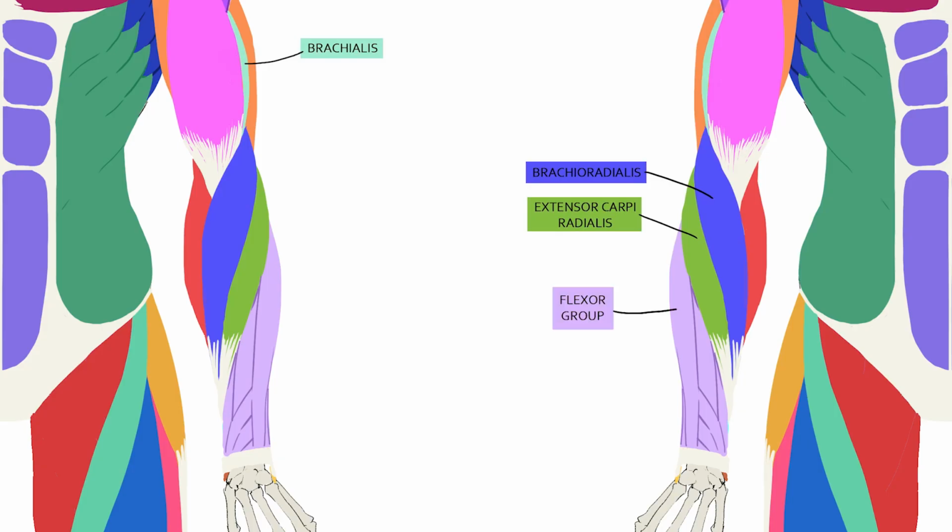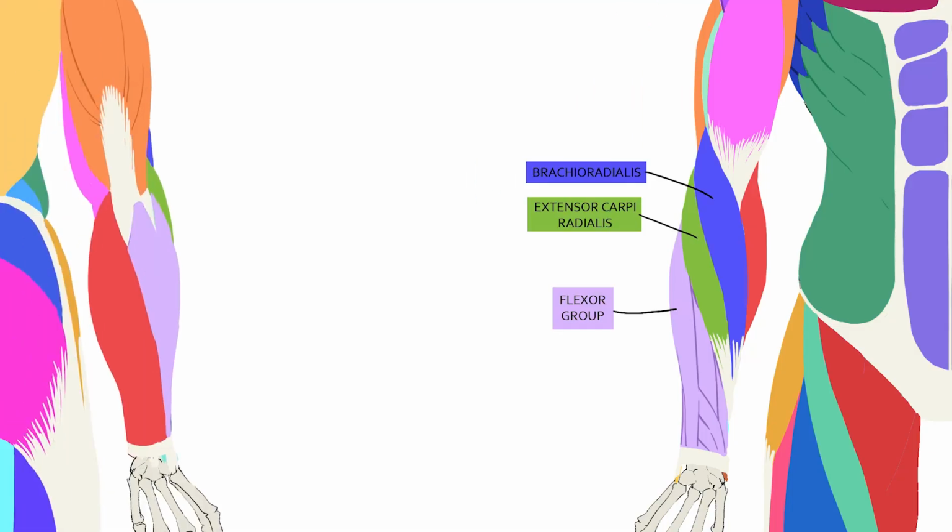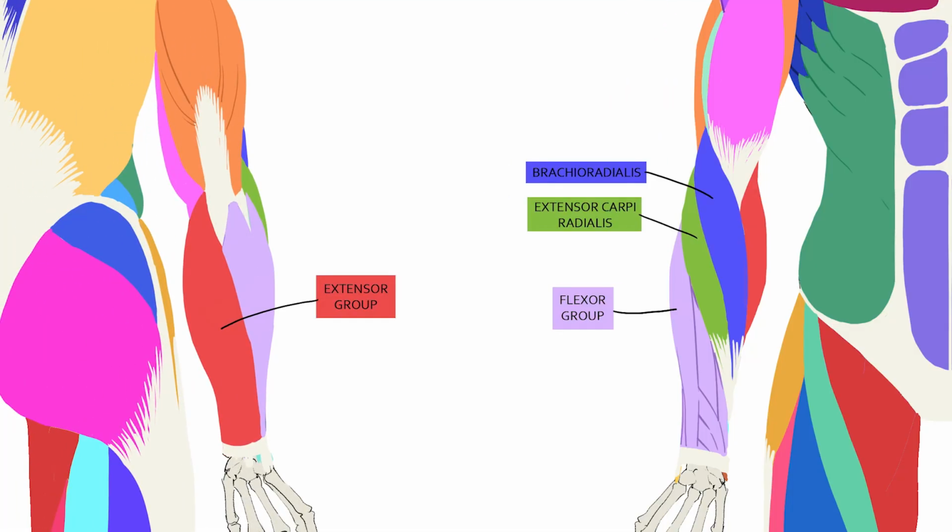Next, we have the flexor group, which spans from the lateral side of the elbow towards the front of the wrist. Like the name suggests, these muscles allow the arm to flex, such as when the hand closes into a fist. Likewise, we have the extensor group, which spans from the medial side of the elbow towards the back of the wrist. This group works in opposition to the flexor group by allowing the fingers to extend and straighten.